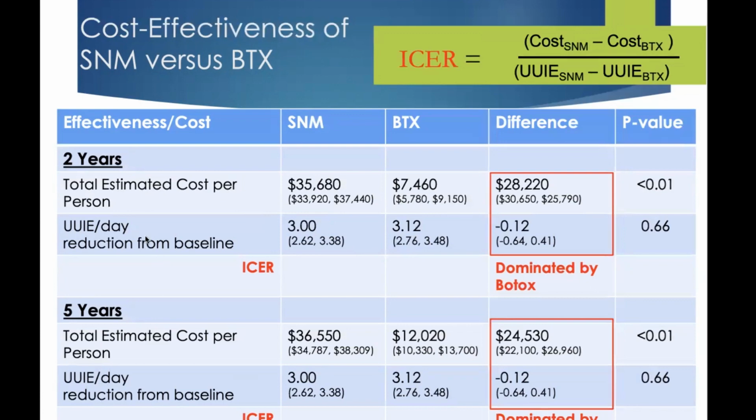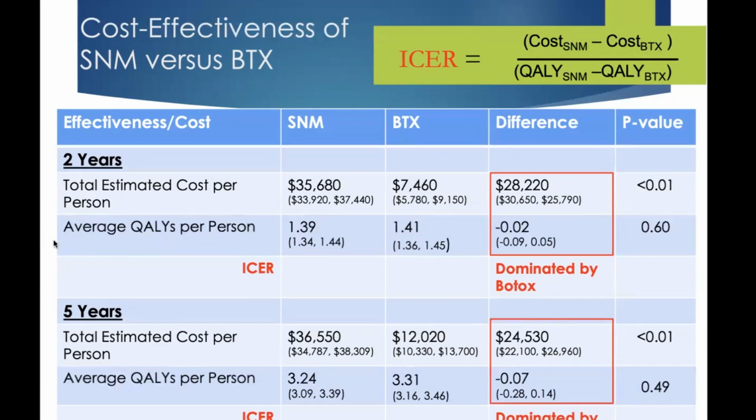The effectiveness measure, average QALYs, was not different. They both, again, we knew clinically they work the same. So really no difference in effect, but a huge difference in cost. So the ICER, it was totally dominated by Botox. It works the same and it's a lot cheaper.